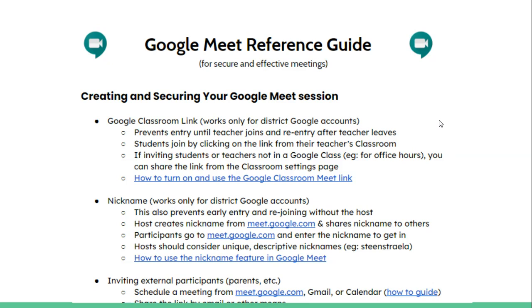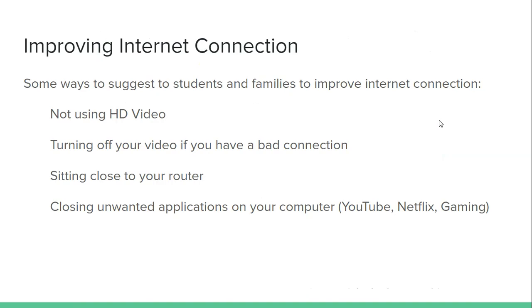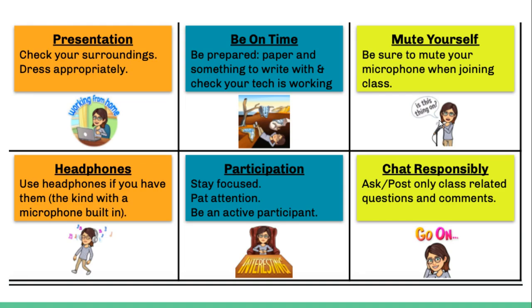In the module, there is a link to a Google Meet reference guide. This guide goes over some tips and tricks for setting up your meetings. If your students are having an issue with their internet connection, some things you may want to suggest to them and their families to improve their connection is to not use HD video, to turn off their video if they're having a bad connection. Sitting closer to your router sometimes can help with this, and making sure to close unwanted applications on their computers, such as YouTube, Netflix, any gaming systems that may be using the internet.